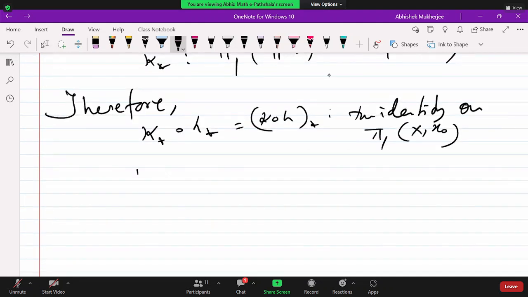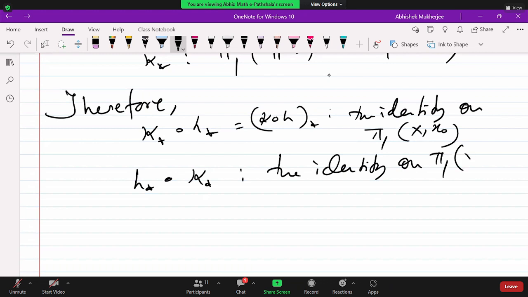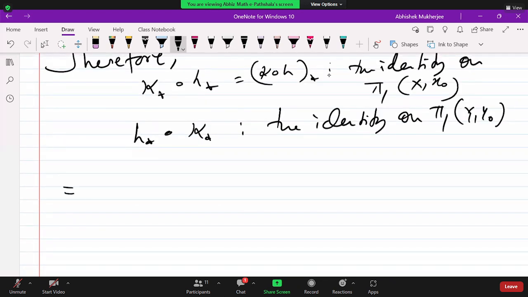Similarly, this will be the identity on the fundamental group of y based at y naught. Okay, and so this proves that. So therefore, what does it say? These are isomorphic.